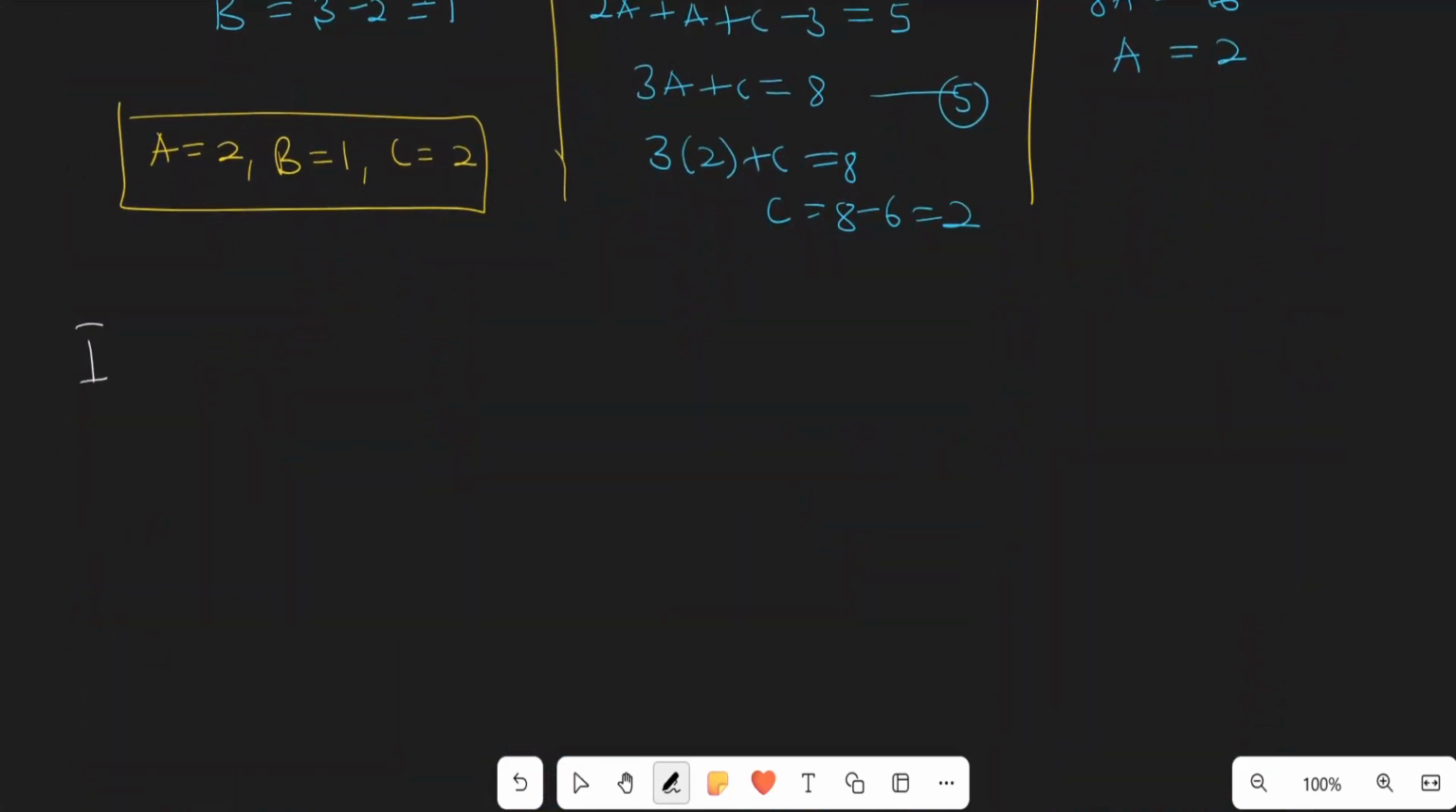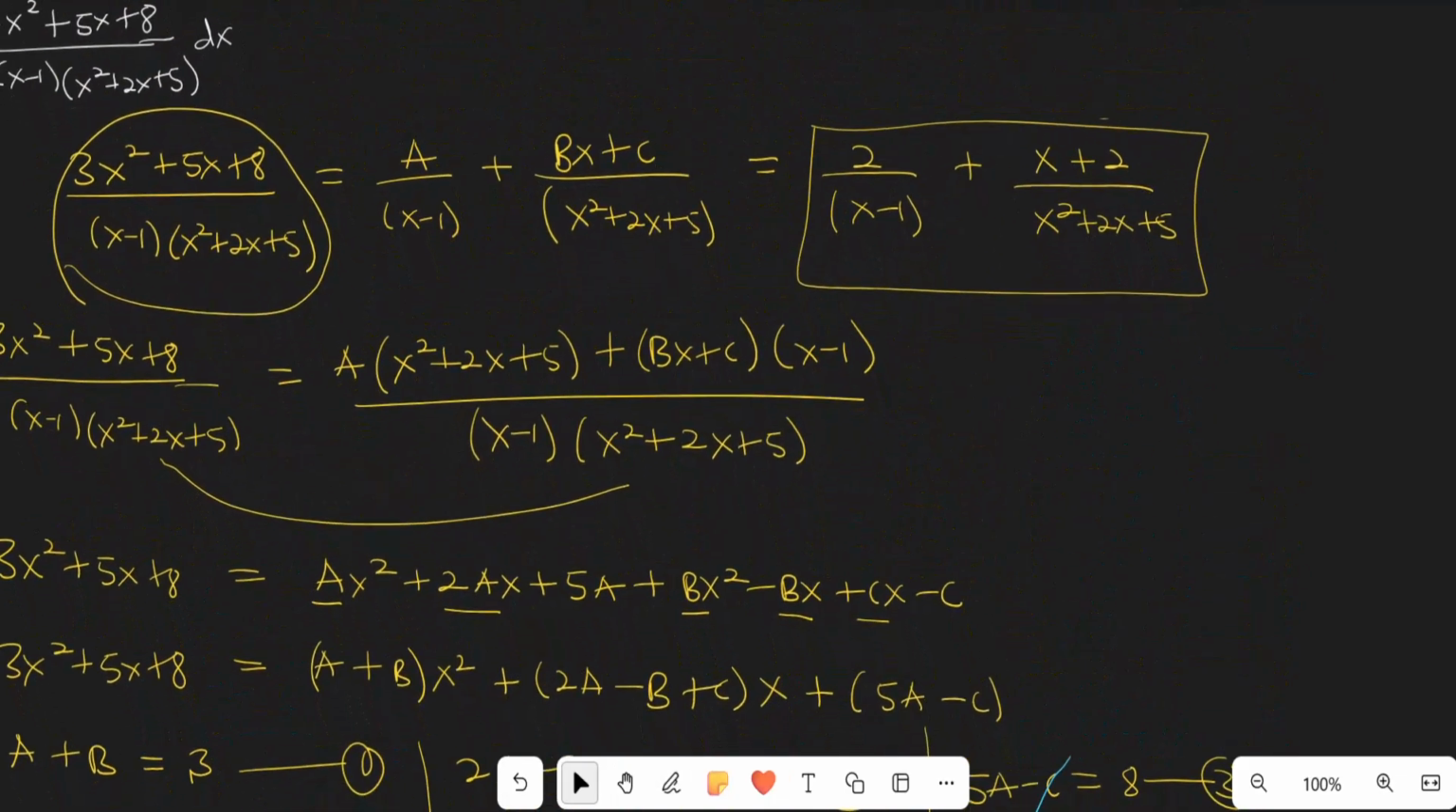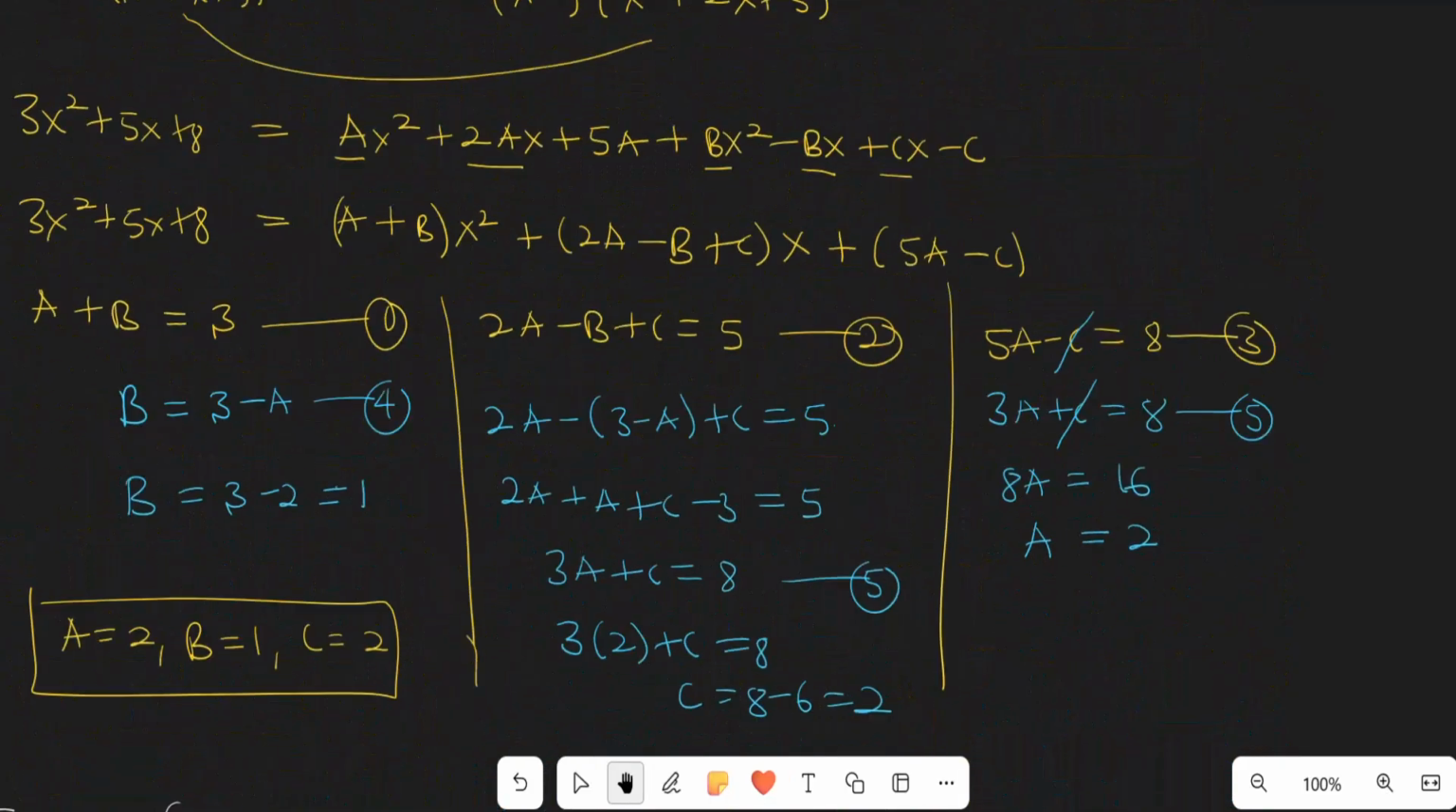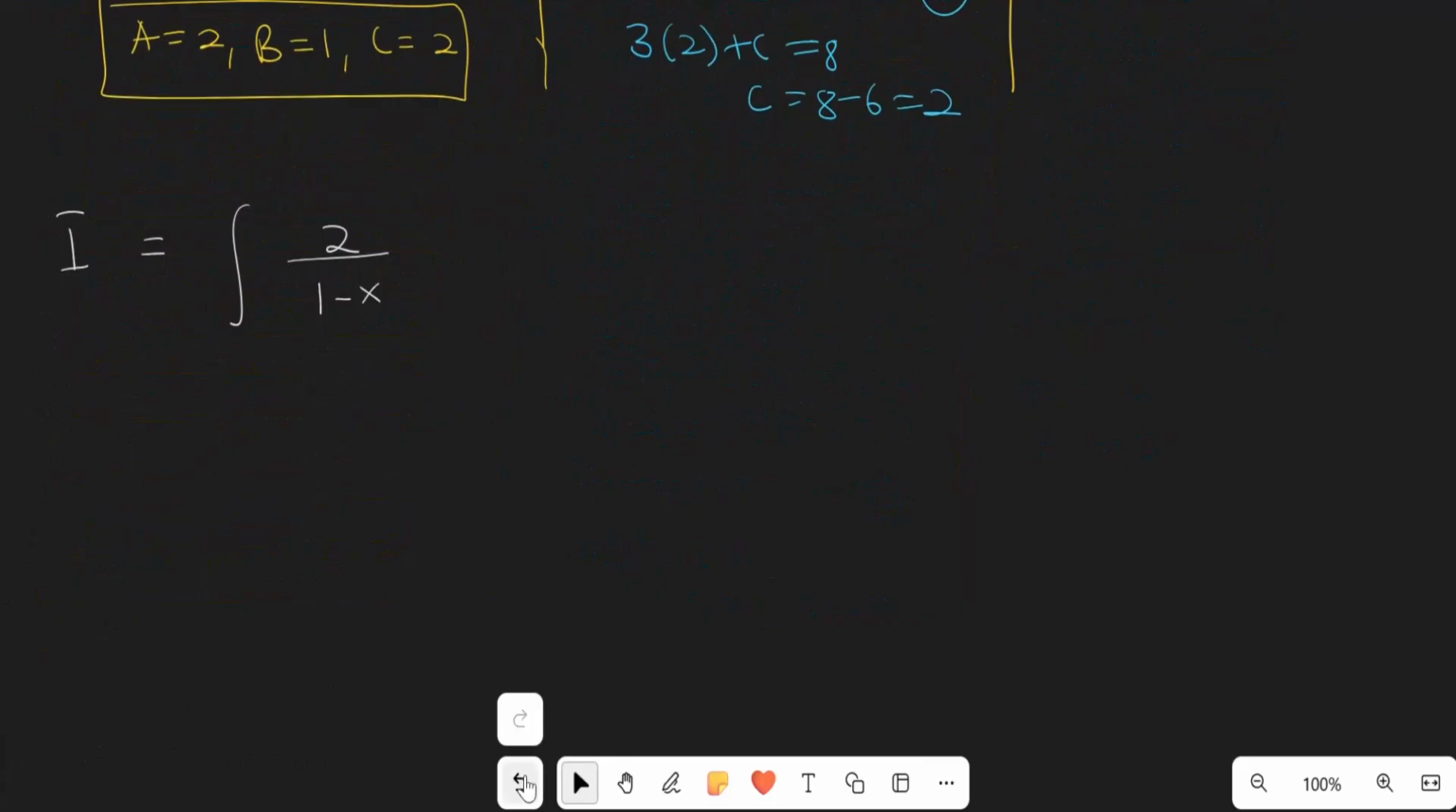So our integral I is now equal to the integral of (2/(x minus 1) + (x + 2)/(x squared + 2x + 5)) dx. This is now easy to integrate.